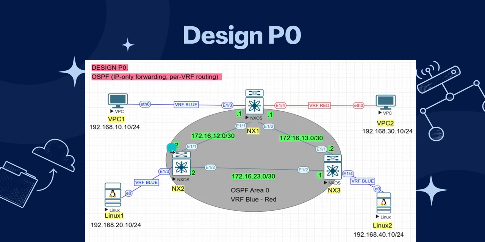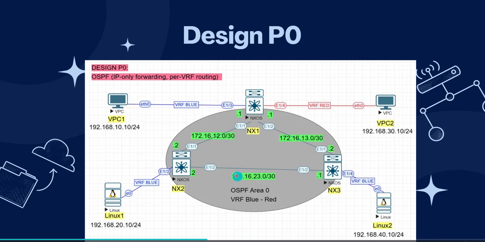Let's say we have one customer, represented in VRF blue, which can communicate with their branch in a different location. Let's say from Linux one, this is one of the customers, and their branch is connected to the NX3 device, and they can communicate.